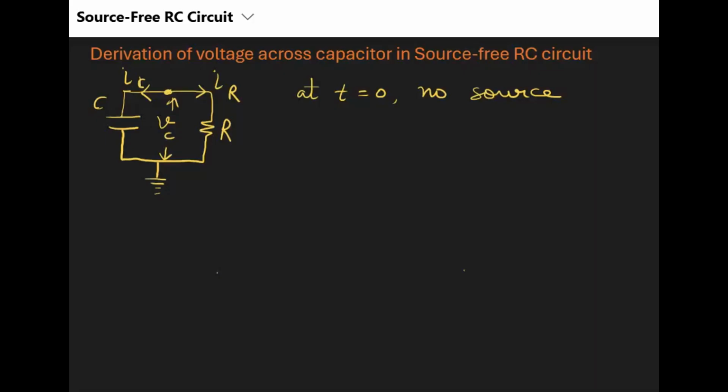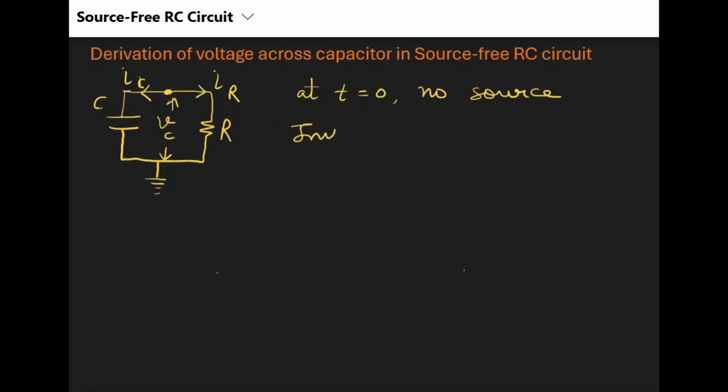In this video, we will derive the voltage across capacitor in source-free RC circuit. Here is the RC circuit. It has no source, but the condition is at t equals to 0 when there is no source in a circuit, it is called as source-free circuit. So consider this as a node and the two outgoing currents from these nodes are IC through capacitor and IR through resistor.